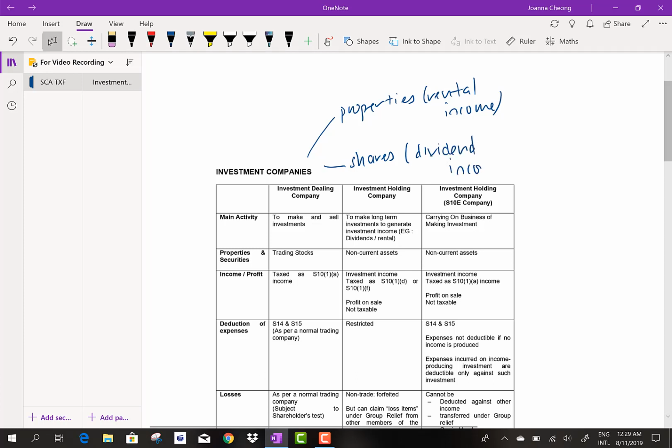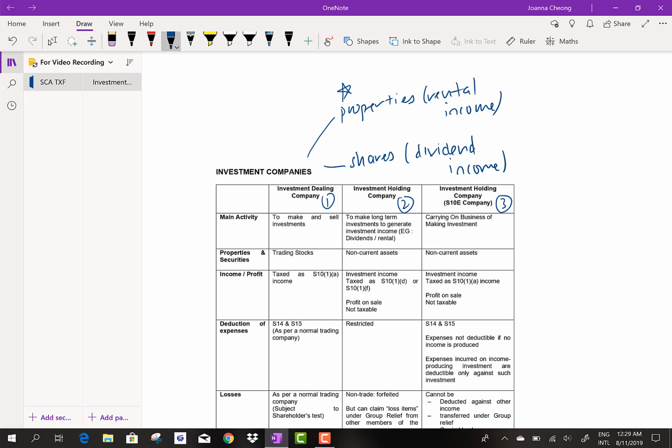Right, an investment company actually comes in three formats. It can be called an investment dealing company, an investment holding company, or a 10E company. So I'm going to explain to you the differences between the three types of investment company, and I'm going to use the scenario of property investment to explain to you.